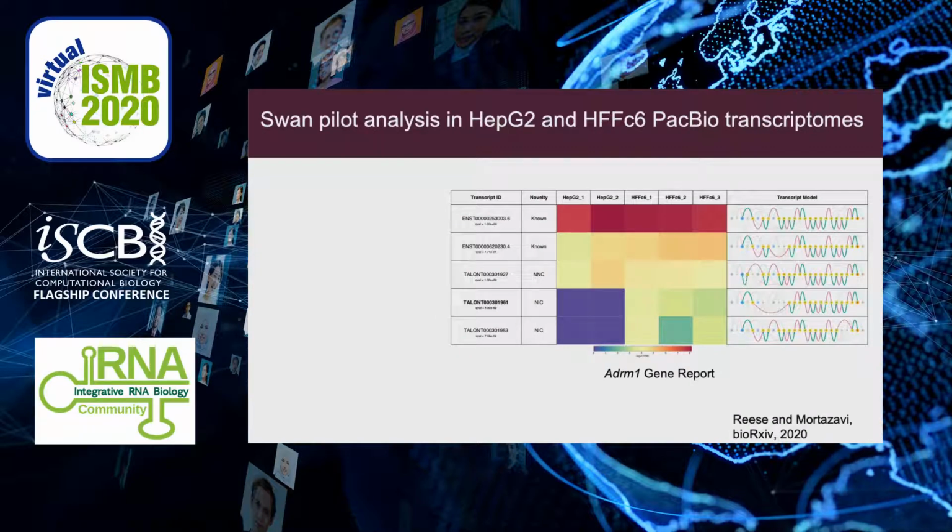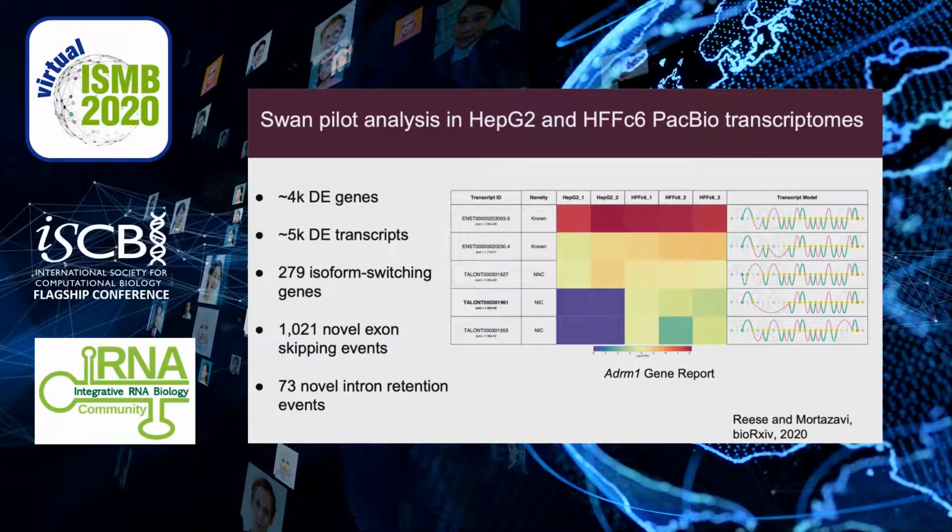Swan can also make gene-level reports such as this one, again for ADRM1. Each transcript's model can be plotted alongside quantification, novelty, and differential expression information. Shown here are each of the observed ADRM1 transcript models seen in the HepG2 and HFFC6 data, along with a heat map of their expression. I chose this gene in particular because not only does it exhibit novel exon skipping in the 4th model here, but it was also called by Swan as an isoform switching gene, which you can see in the differences in expression for the last 2 models between HepG2 and HFFC6.